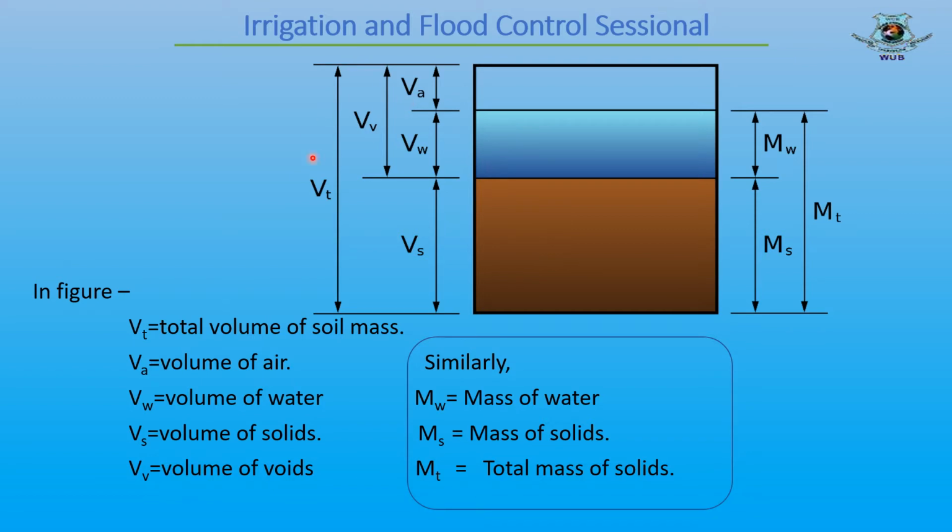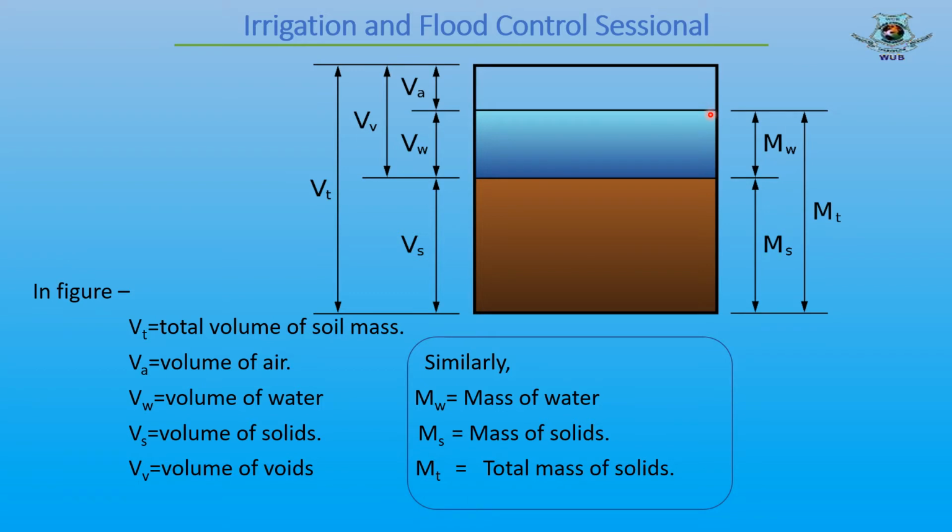Here, this part is with respect to the volume. Here, VA represents the volume of air, VW represents the volume of water, and the sum of these two represents the volume of voids, that means VV, and VS represents the volume of solids. VT is the total volume of the soil particle.